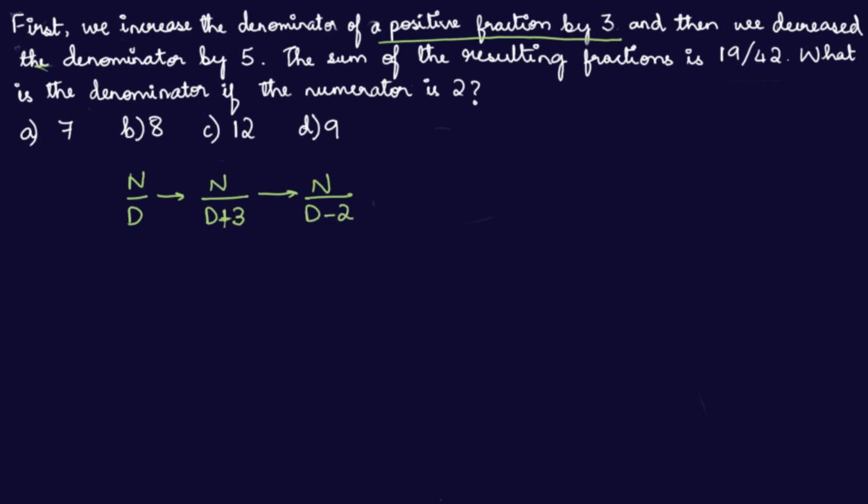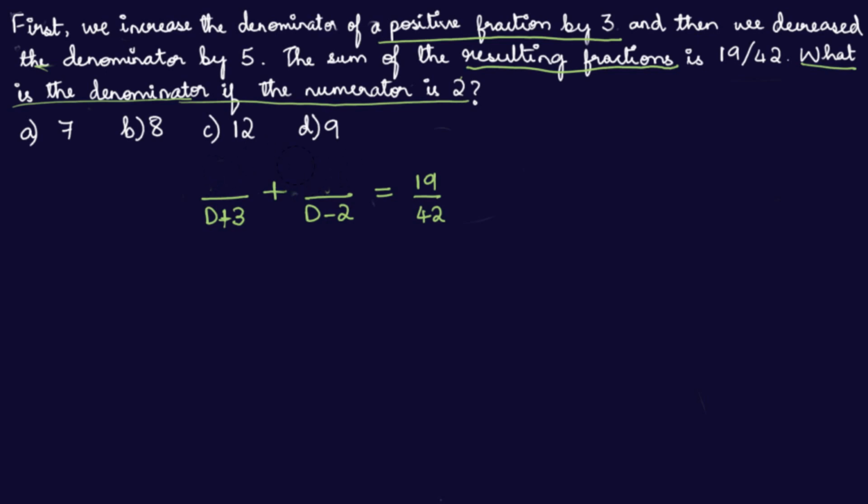Now these are the two new fractions obtained, or in this language the resulting fractions, right? And if we add them up, which means we take the sum of these two, we get 19 upon 42. And the question is, what is the denominator if the numerator is 2? So I'll just replace this numerator by 2 here and here. Now what is the denominator? I have to find the value of d.